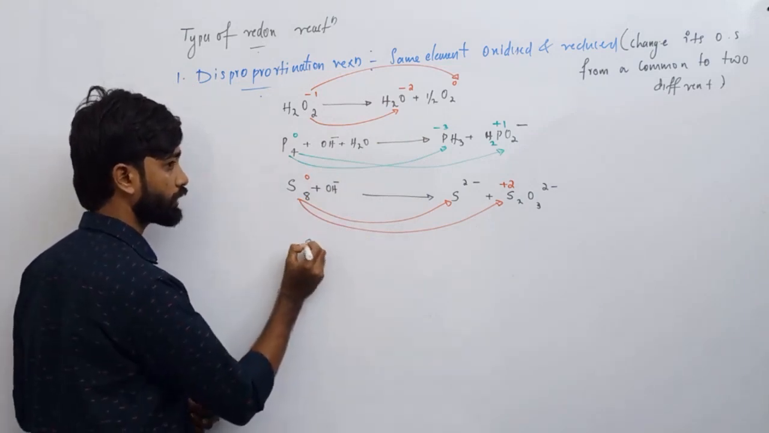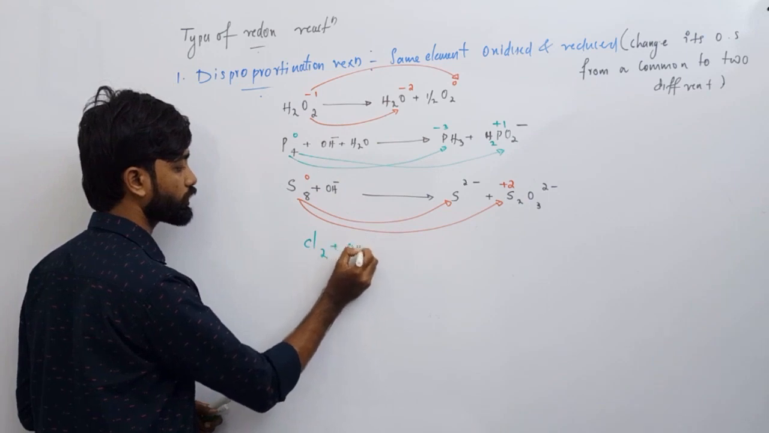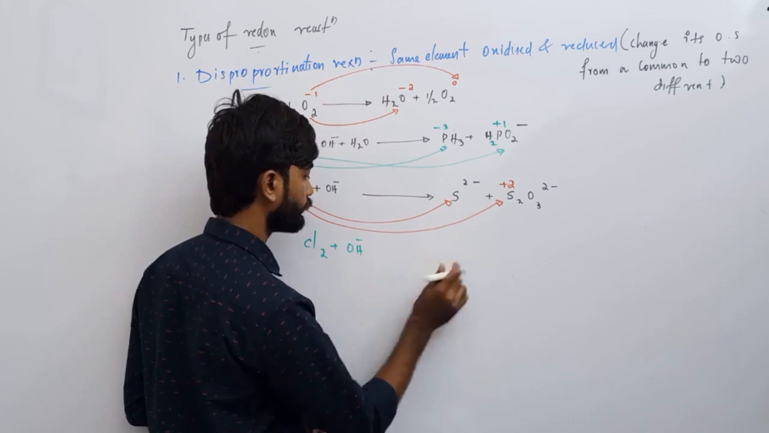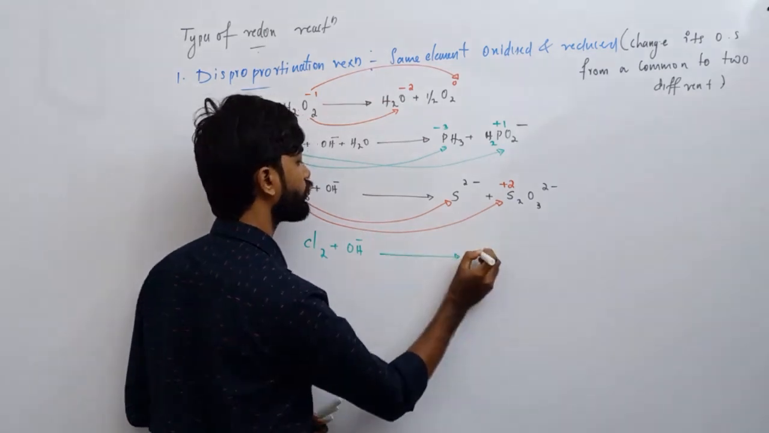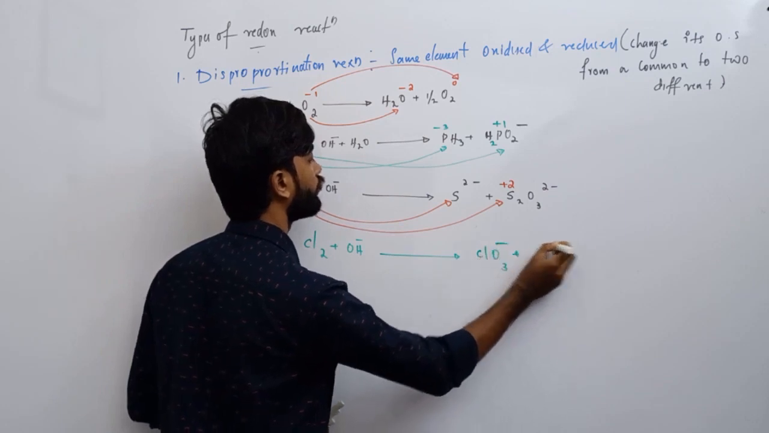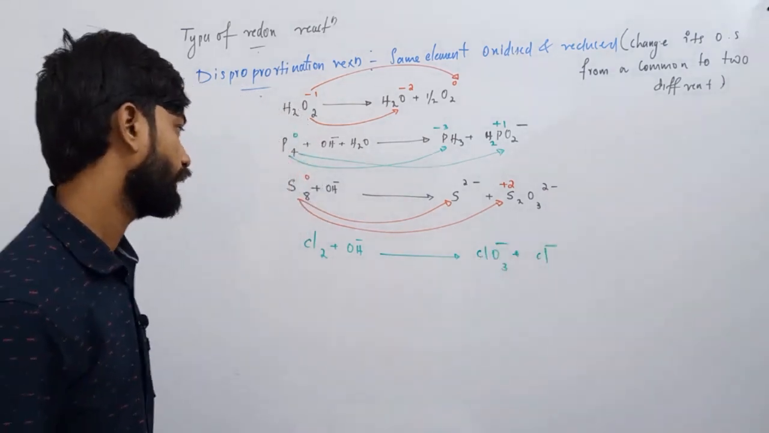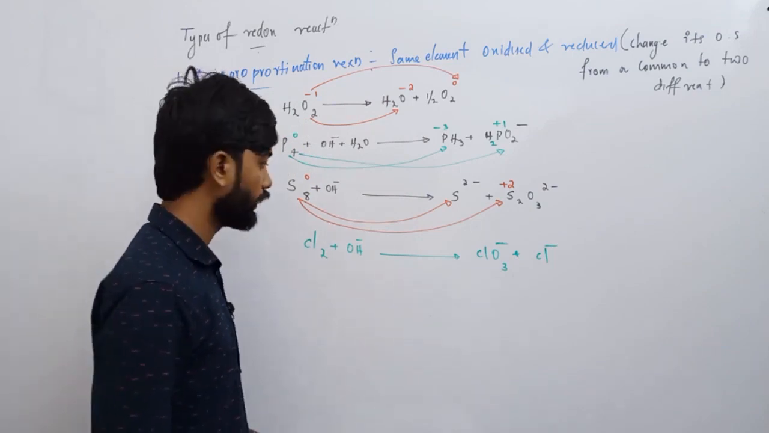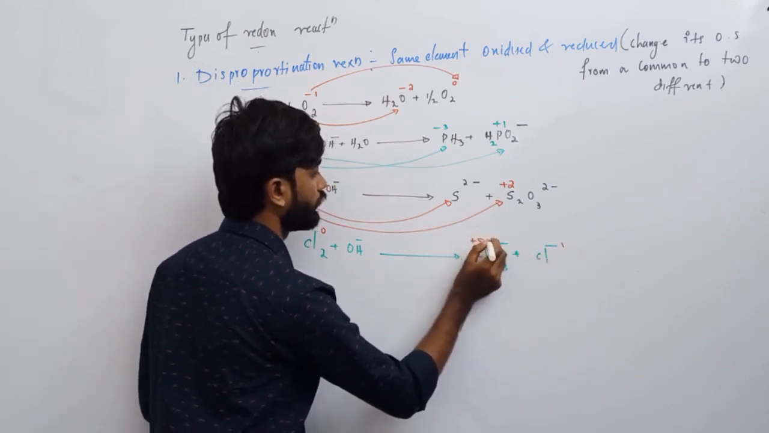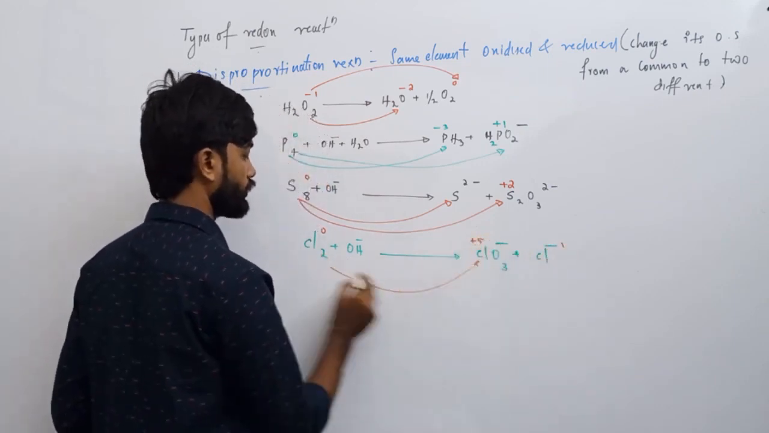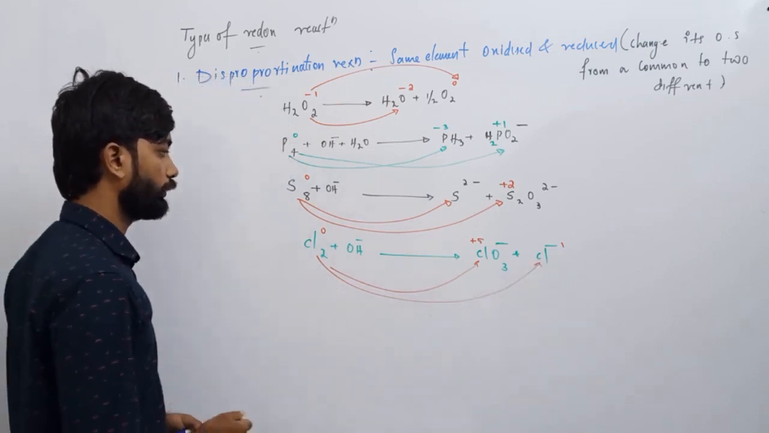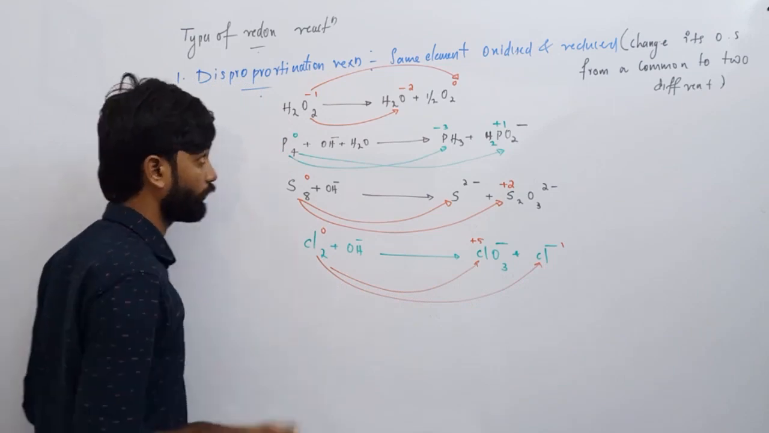Ready? The next category is the oxidation of chlorine in the presence of base. Chlorine in the presence of concentrated base may oxidize to chlorate and chloride. So from 0 to -1 and +5. Oxidized, reduced.